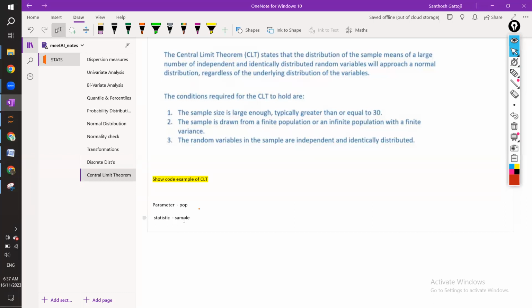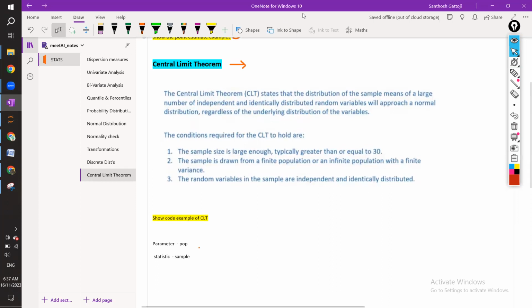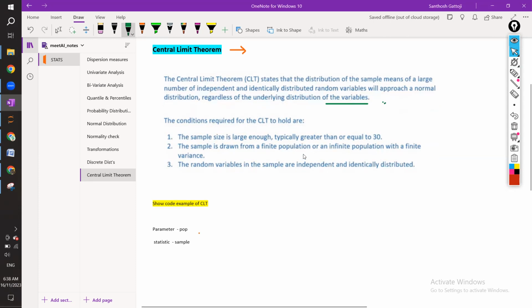Now, once we understand these two terms, we'll try to understand what the central limit theorem is. The central limit theorem states that the distribution of the sample means of a large number of independent and identically distributed random variables will approach a normal distribution, regardless of the underlying distribution of the variables. The definition is a bit lengthy, but the concept is very simple. Let's try to understand it in very simple words.